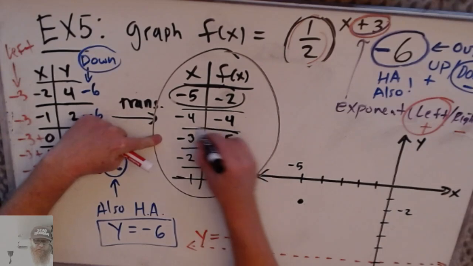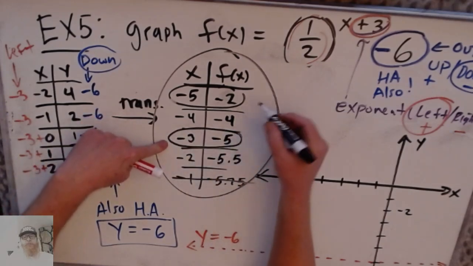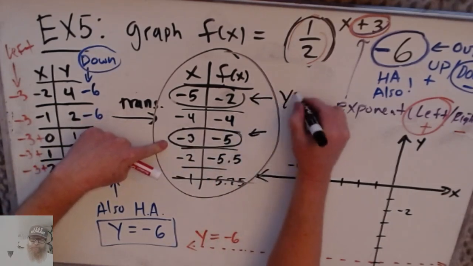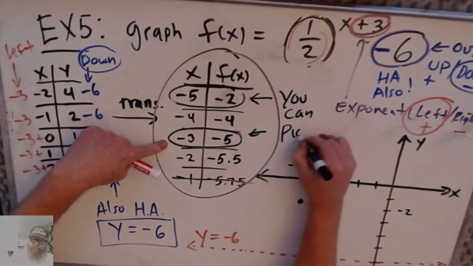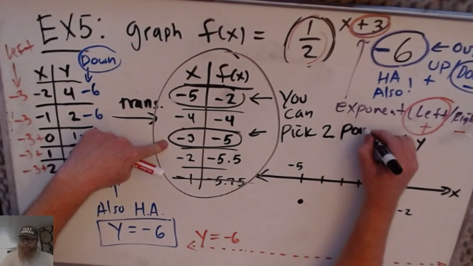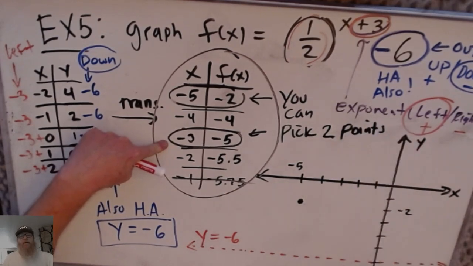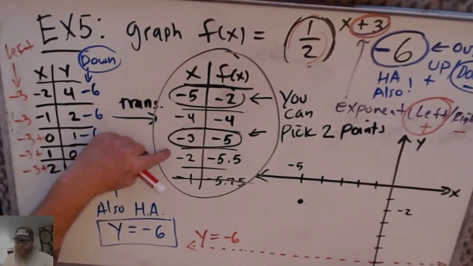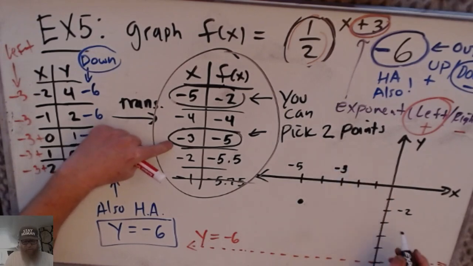And let's pick these two. I'm going to show you how you could do it on the homework. Just pick 2 points. You could certainly do more, but it's better just to pick 2 for this one. So I'm going to go with those 2.